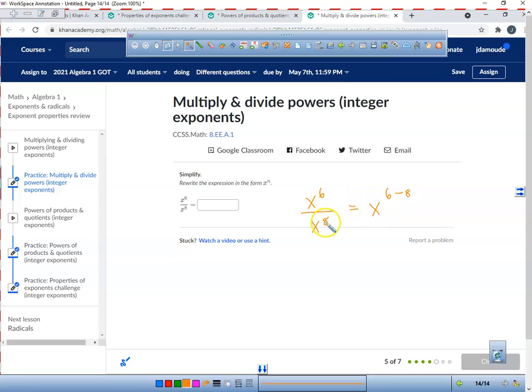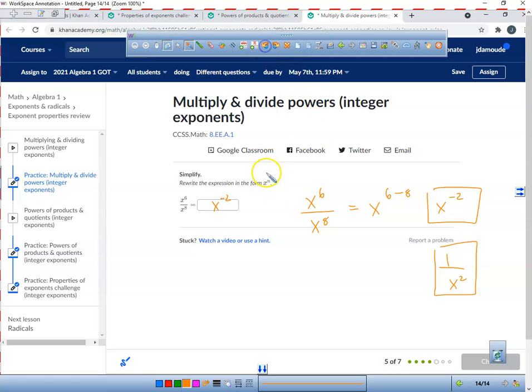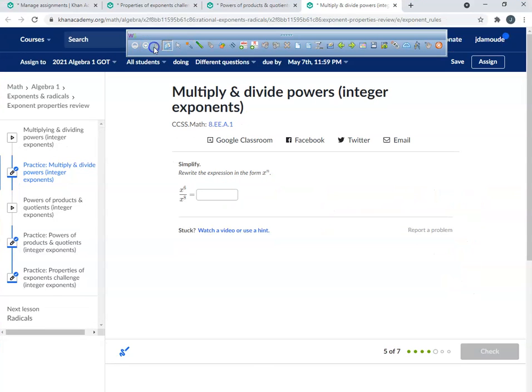You just subtract what you see, 6 minus 8. Well, wait a second, 6 minus 8 is negative 2. So that's what I'm going to type in. I just want you to be aware that x to the power of negative 2 is equivalent to 1 over x squared. But I'm going to type in x to the power of negative 2 because that's the form they want me to use, the form of x to the power of n. So they just want me to write it just like that. All right, so x to the power of negative 2.